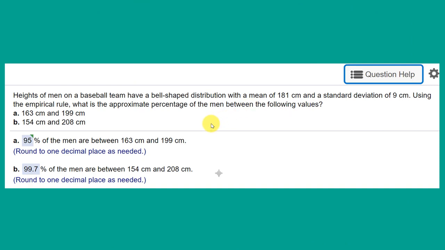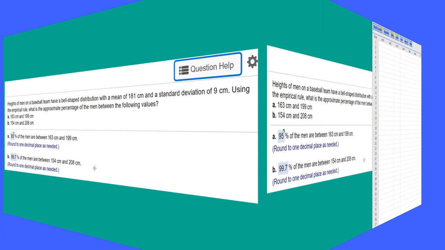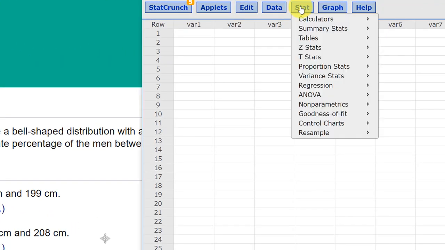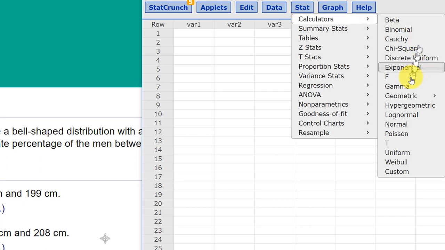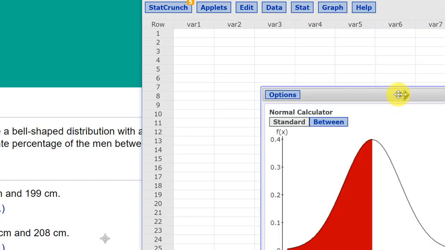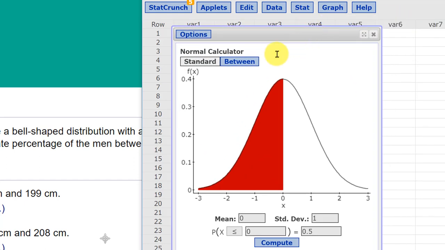Now you can use that information in your calculator to find these probabilities, but I would recommend that you learn to use StatCrunch calculators to do this kind of problem. Remember, you can go to the question help if you're in MyStatLab, click on that, and then open up StatCrunch from there. Once you're in StatCrunch, you just go to Stat, Calculators, Normal, and we open up the normal calculator.